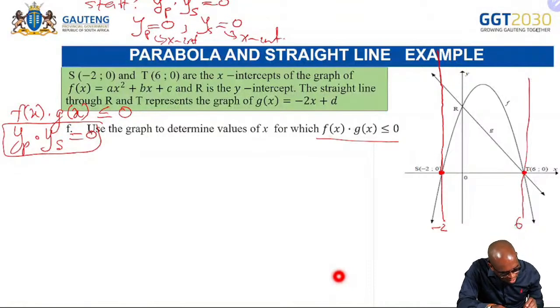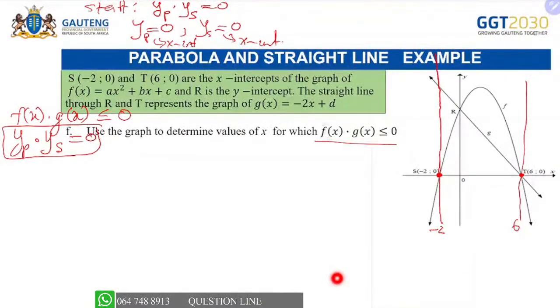So now they want the product. If you have signs, if these signs are positive, then they'll give you a positive, and we want a negative, which means you need the parabola positive and the straight line negative, or the straight line negative and the parabola positive. What does that mean? It means one graph should be above the x-axis and the other should be below the x-axis. One graph above, one graph below. So now we're going to check.